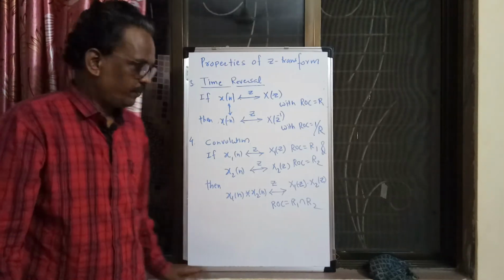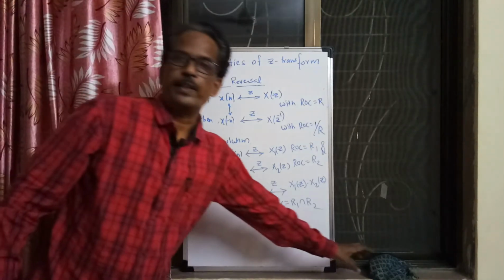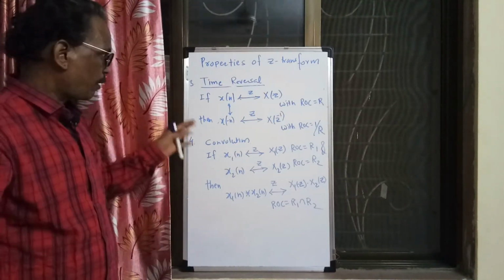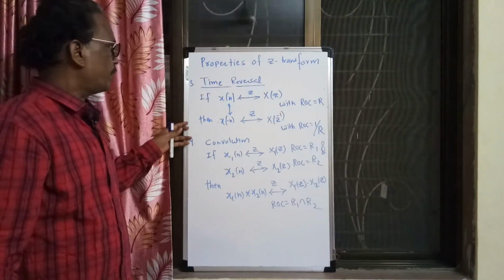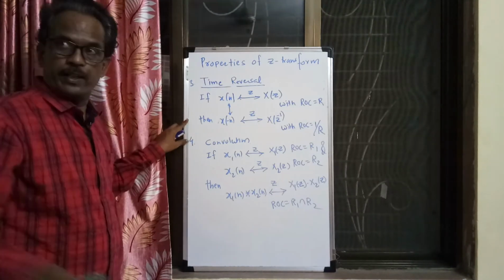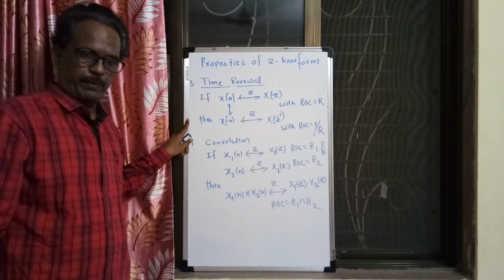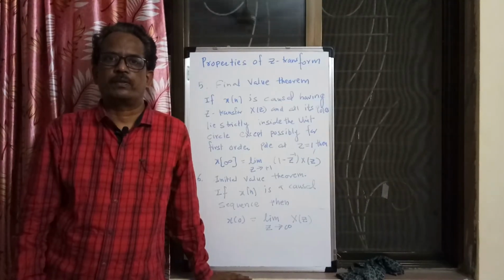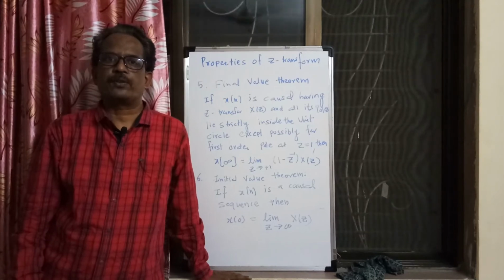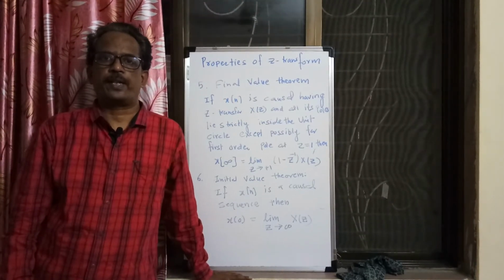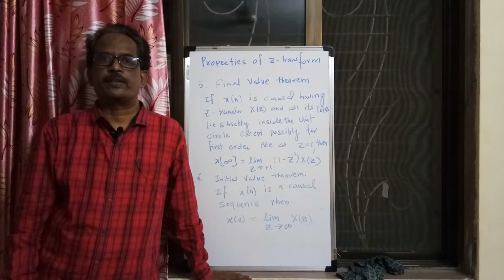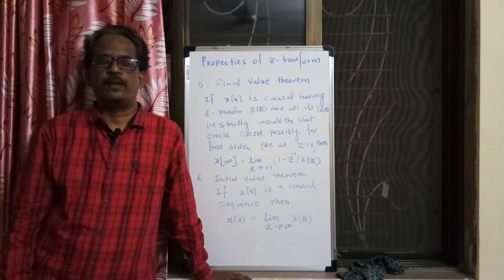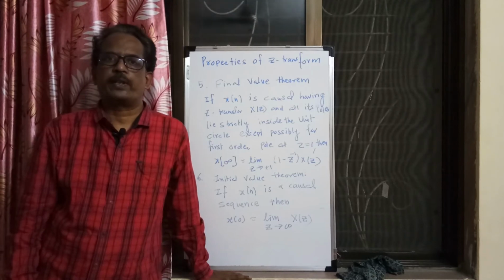So after having these two properties and the earlier two properties, four properties with us on the z transform, let us see the remaining properties of z transform. So dear friends, up till now we have seen four properties of z transform. First was linearity, second was time shifting, then time reversal, and then convolution property of z transform.